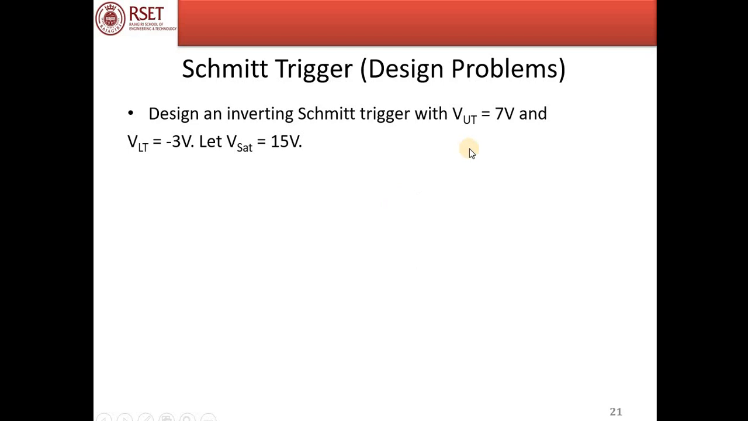Let us do another design problem. Design an inverting Schmitt trigger with VUT equal to 7 volt and VLT equal to minus 3 volt. Let Vsat be equal to 15 volt. So here one difference from the previous question is that the upper threshold voltage and lower threshold voltage are not symmetric. It is different. Upper threshold voltage is 7 volt and lower threshold voltage is minus 3 volt. So we cannot directly apply the formula and the circuit also will slightly differ.